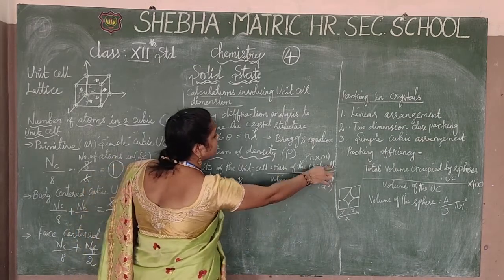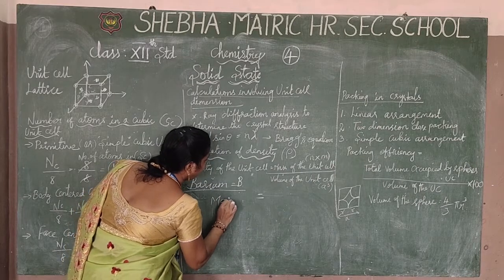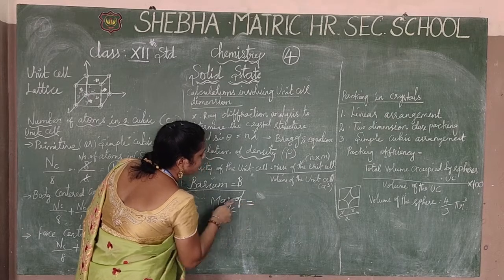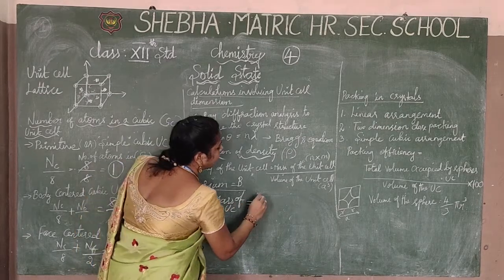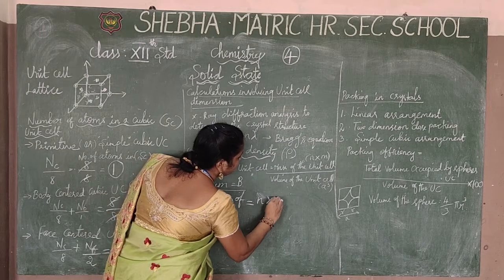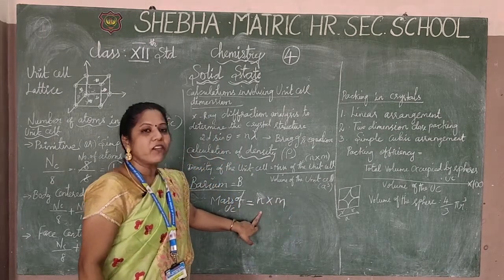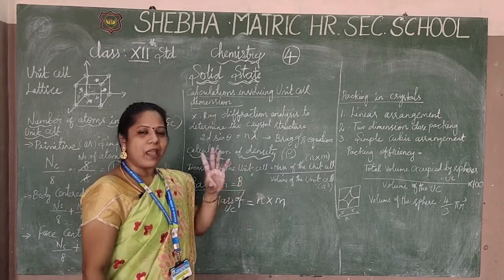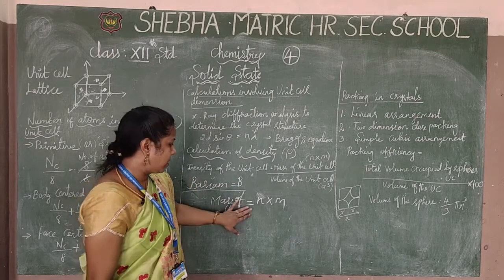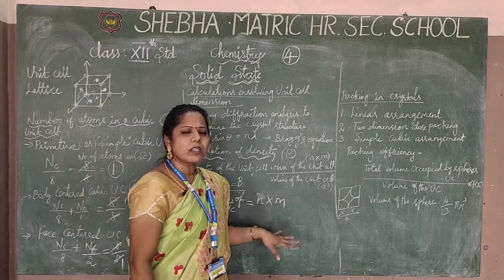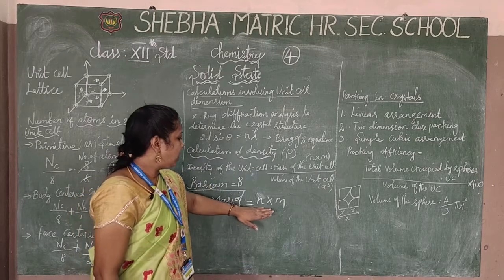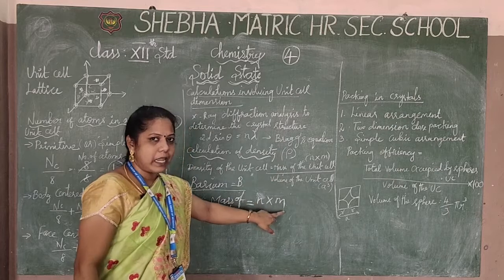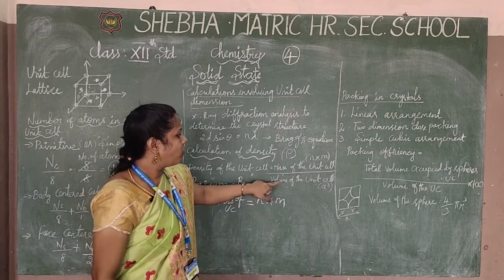Okay. Mass of the unit cell. The mass of the unit cell has to be derived in terms of the number of atoms, n into m, that is the total number of atoms belonging to the unit cell. What is that n? The total number of atoms belonging to the unit cell. Okay, m. M is the mass of one atom. So the mass of the unit cell is n into m. So n into m by volume of the unit cell.